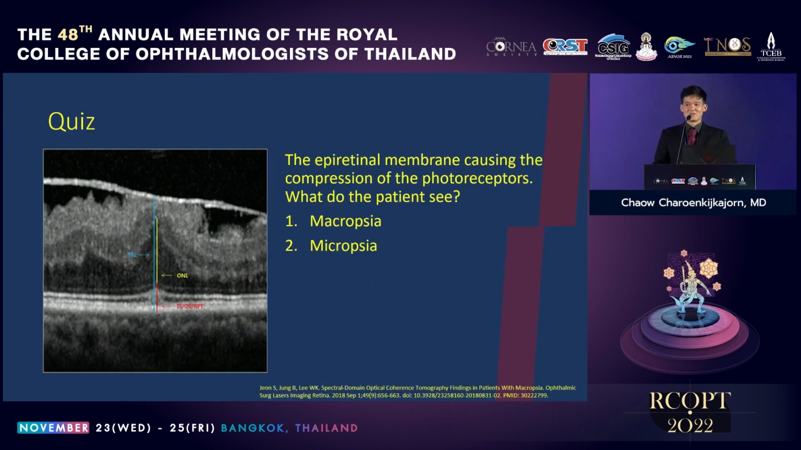So I have a quiz for you. You can see the OCT on the right side, and you can see at the top there is a hyperreflective line, that's the epiretinal membrane. And you can see at the photoreceptor level that it looks pinched up like this by the epiretinal membrane. So here, the photoreceptors come closer together. So my question is, what do you think the patient is seeing? Are they seeing macropsia, which is a bigger image, or micropsia, which is a smaller image? And this is always a fun question for the residents. And yes, the answer is macropsia.